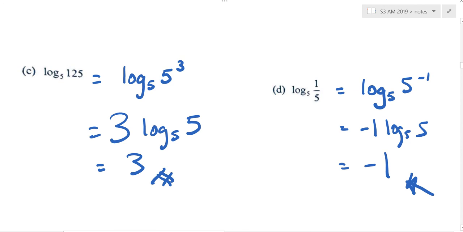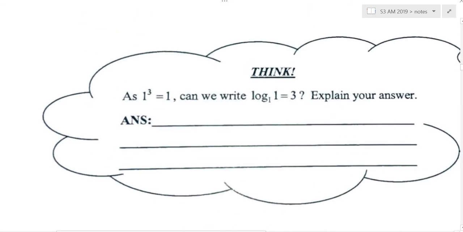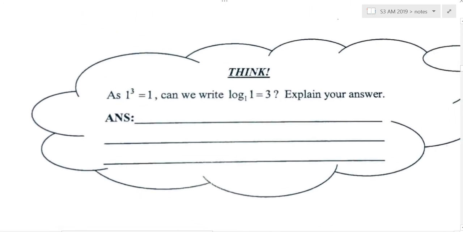Okay, now let's look at the thinking question here. 1 to the power of 3 is equal to 1. Can you write log base 1 of 1 equals 3? What is log base 1 of 1? Log base 1 of 1 is 1, right? How can 1 be equal to 3? Just now I said log of any base to the same number is equal to 1, right? So there's a contradiction here, right? So can we write the answer is no?